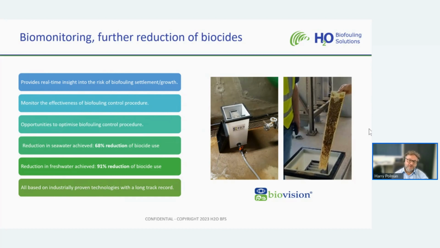We noted when we implemented the technology and applied this kind of monitoring system, we not only could reduce the amount of chemicals required to mitigate fouling, but we could also reduce the amount of chemicals based on a seasonal pattern of biofouling reproduction. So, for example, in seawater systems, we were able to reduce the amount of biocides by 68%. And in freshwater systems, we were able to reduce the amount of biocides by 91% overall on a yearly basis. Technologies like this monitoring system are proven technologies, and we have a long track record using this kind of monitoring systems in cooling water systems around the world.